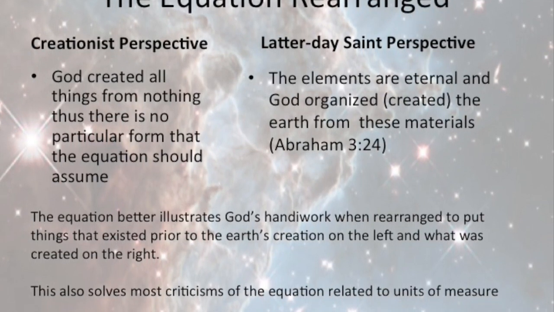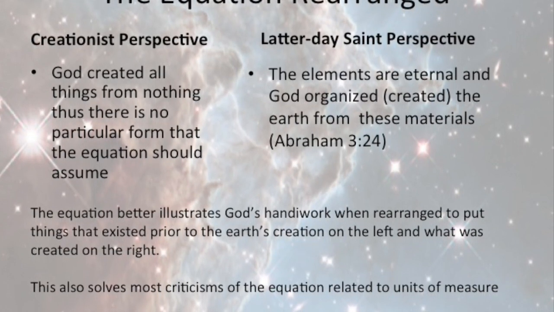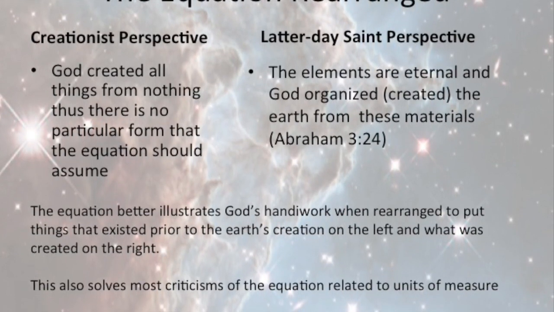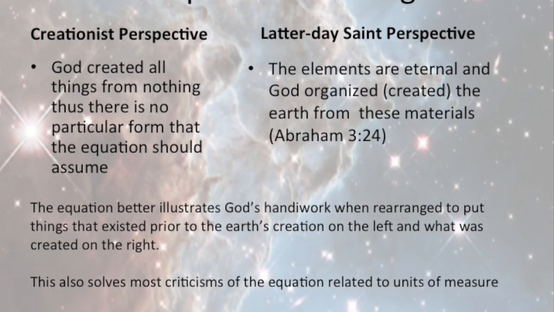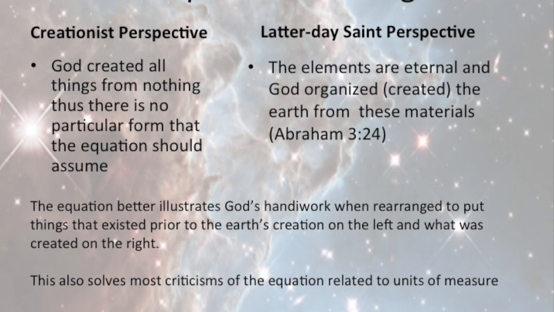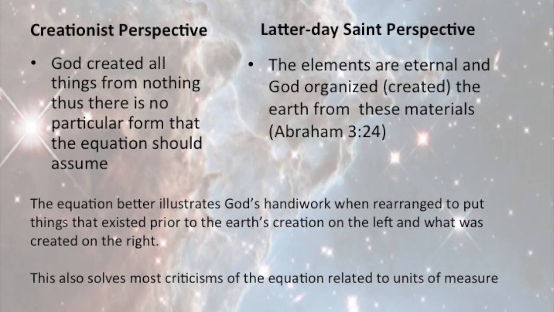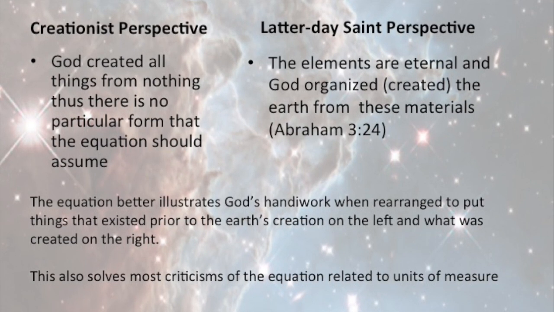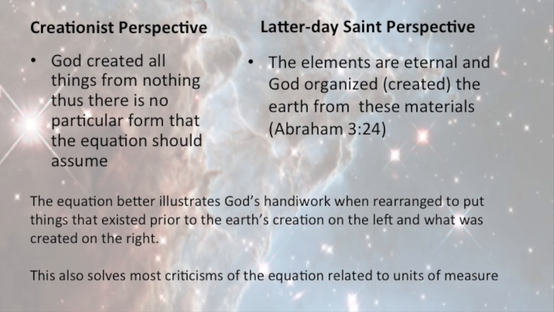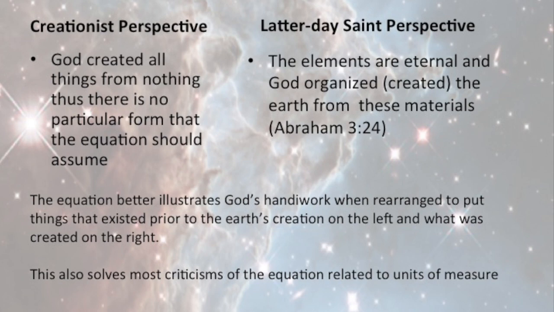So if we were to take this equation and rearrange it so that we put everything that is eternal and has always existed on the left side of the equal sign, and put everything that was created or organized on the right hand side of the equal sign, we get an equation from a Latter-day Saint perspective. And guess what? It solves most of the criticisms that have been levied against this equation by people who refuse to accept that perhaps God is the creator and author of the universe.